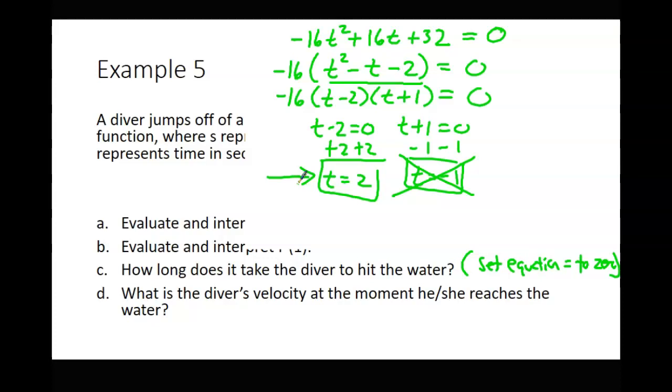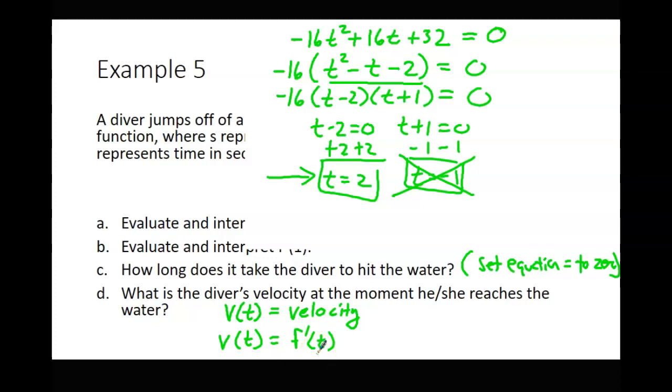But I am going to move on to the last question here. So part D. So now that I know how long it took the diver to hit the water, the next question is, part D, what's the diver's velocity at the moment when he or she reaches the water? Well, we have a velocity function now, don't we? My velocity function, we'll call it v of t. My velocity function is the derivative of my height function, right?